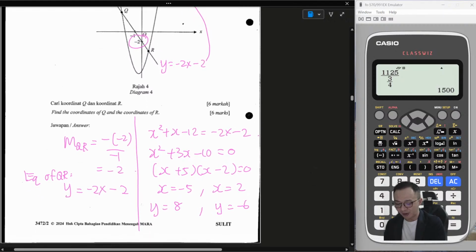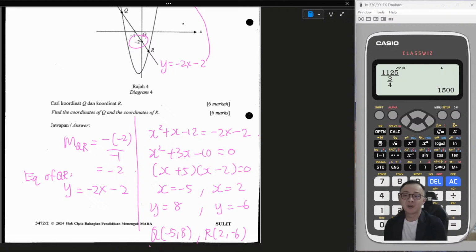So r will be x is positive, right? So coordinate r is 2 and negative 6. Coordinate q will be negative 5 and 8. So like this, you can easily get all the equations.